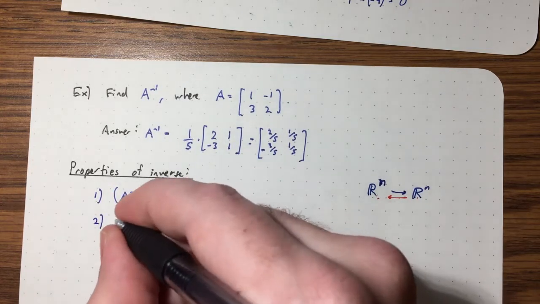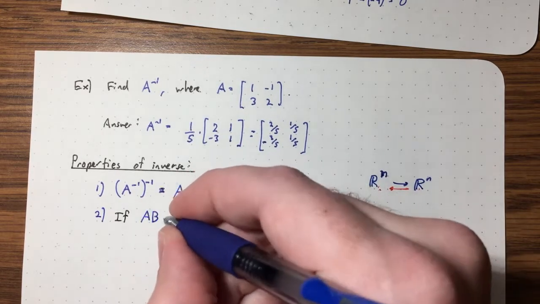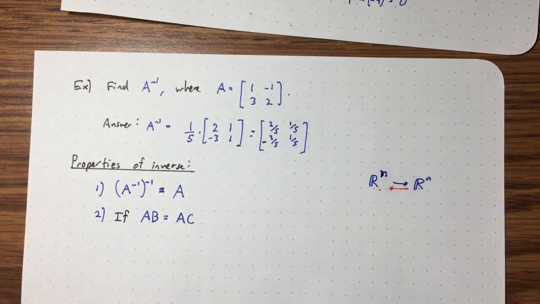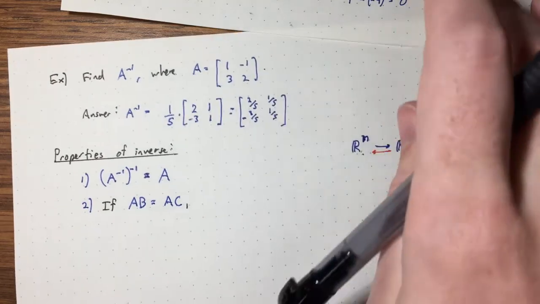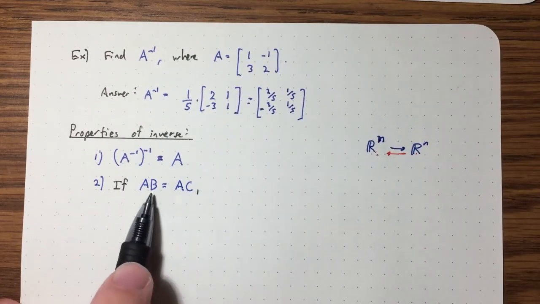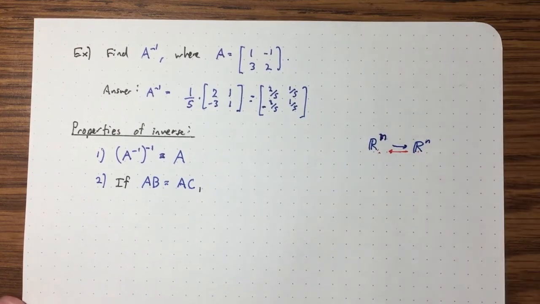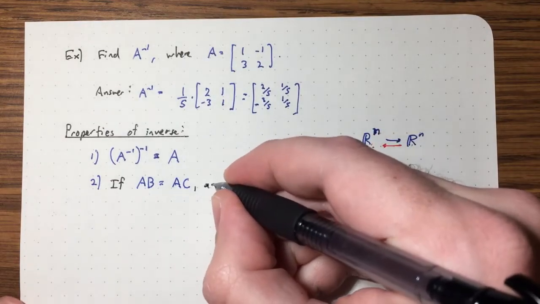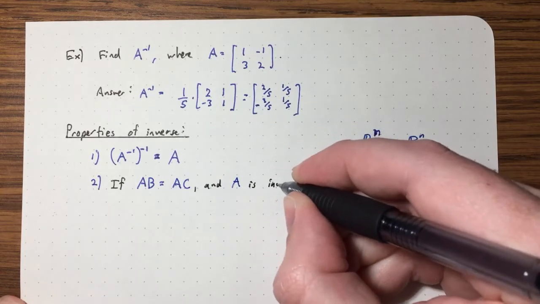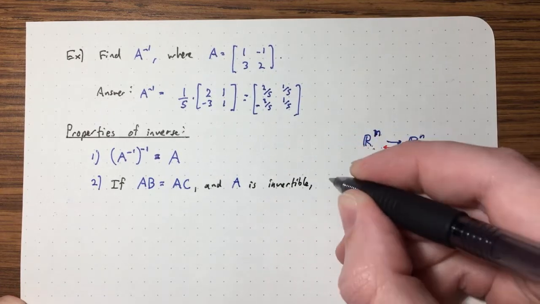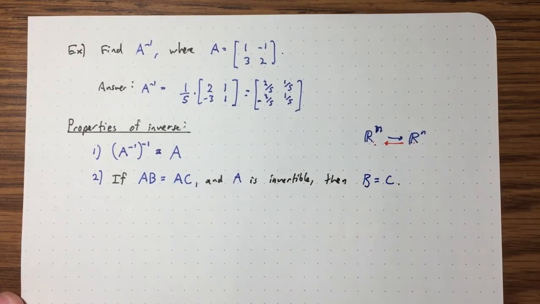Oh, here's a more interesting one. So if AB, these are just two matrices, equals AC, A times B equals A times C, so just a quick review of the previous video, this does not mean that B equals C, right? And you maybe did that example in the previous video. However, if we know that A is invertible, if A has an inverse, then it is true that B equals C. Okay, so that's pretty cool.